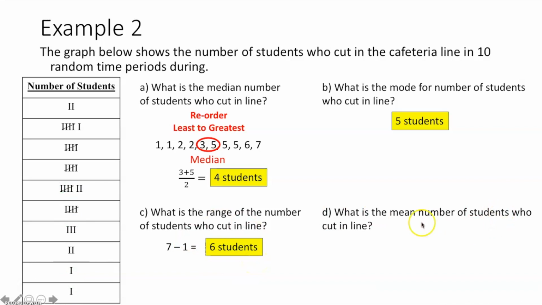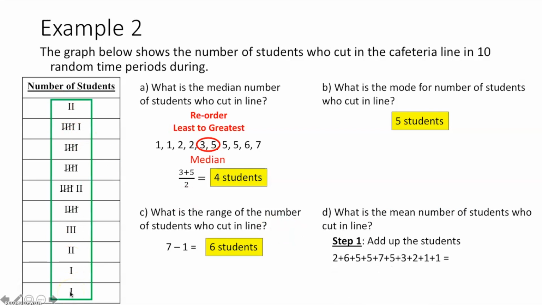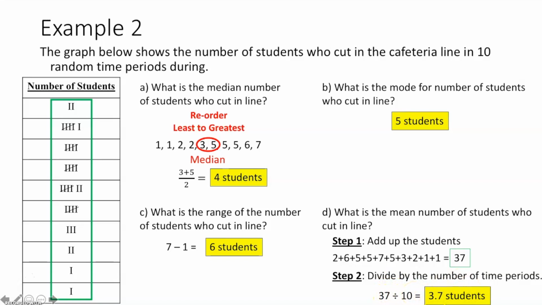Next, we need to figure out what is the mean number of students who cut in line. In order to do that, we have to add up the total number of students who cut in line. When we do that, we get 37 students, and then we take that number and divide by the number of time periods that we had here, which is 1, 2, 3, 4, 5, 6, 7, 8, 9, 10. So 37 divided by 10 is 3.7 students. That's the mean number of students who cut in line. Or if you were to round that to the nearest whole student, that would be 4 students.